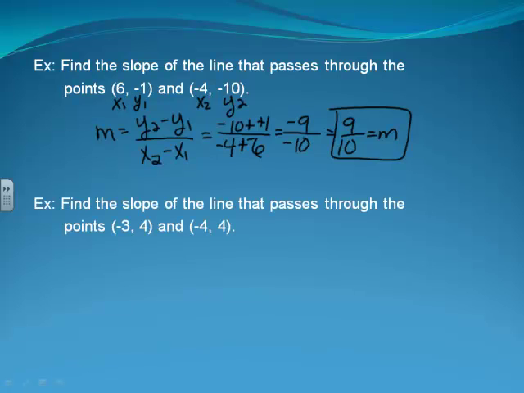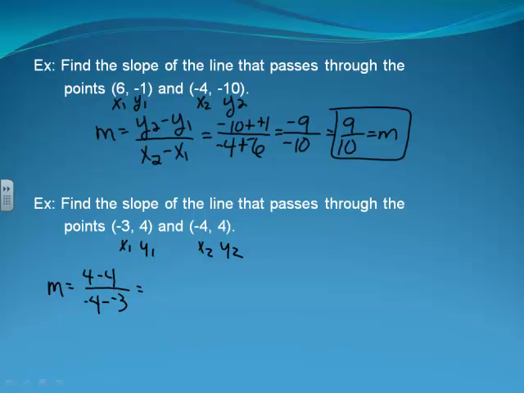Okay, let's do this example. Find the slope of the line that passes through the points (-3, 4) and (-4, 4). Again, let one of the points be x1, y1. Let the other point be x2, y2. Put it in the slope formula. Slope is equal to y2 minus y1, which, as I have it labeled, would be 4 minus 4. x2 minus x1 would be negative 4 minus negative 3.